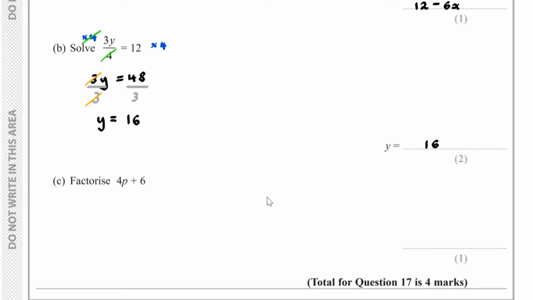For part C, we have to factorise 4p plus 6. What's common to both the 4 and the 6? Well, that's 2. What's common to the p and the 6? Well, that's nothing. So I've got 2 as my highest common factor, and then inside the bracket I would have 2p plus 3.